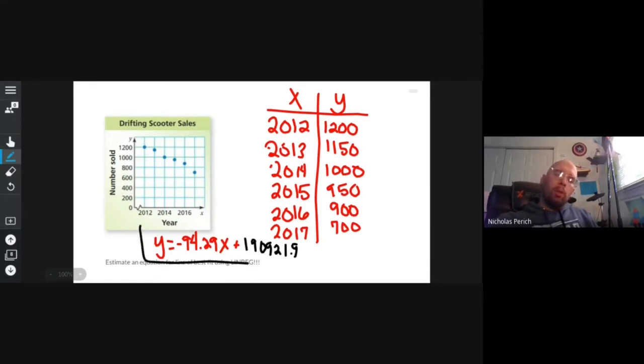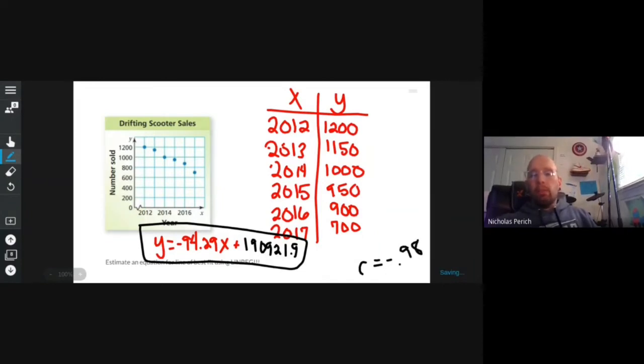And if you're wondering, what about R? Well, it doesn't say we have to write down the R. But just out of curiosity, R was negative 0.98. Why is it negative? Well, because that's a negative slope. Negative 0.98 is almost negative 1. Again, if you're thinking of money, 98 cents is awfully close to $1. And so these points are really close to each other. Really close.